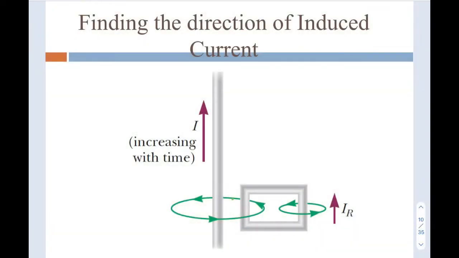Next one, finding the direction. For example, you have one straight wire or conductor, a long straight conductor, having current flow upward within it. And this current is increasing with time. This is the most important thing: increasing with time. If the current flow is steady, nothing is going to happen. No induced B, no induced EMF, no induced current produced within the secondary loop, right?